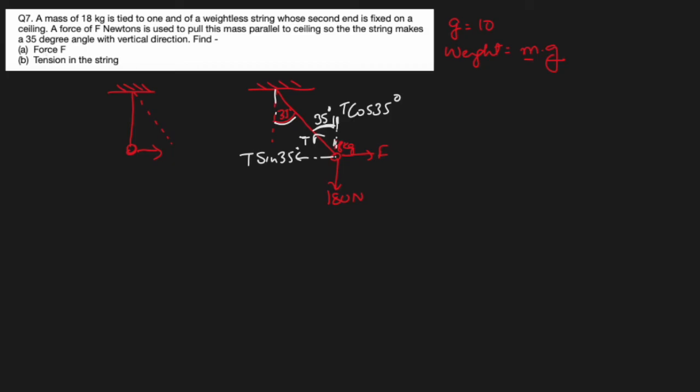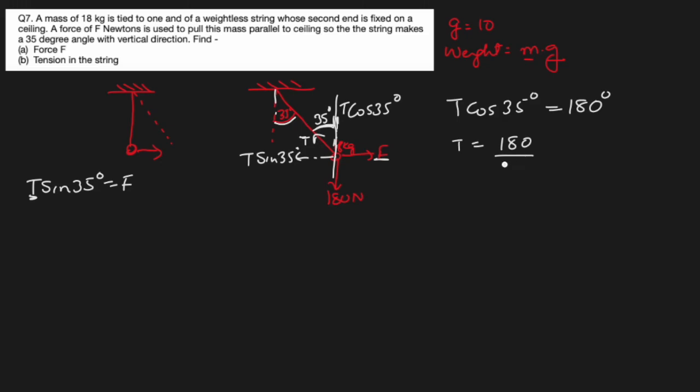So first they are asking us to find F. That means this F in horizontal direction there is no motion, they are in equilibrium. So we will write T sine 35 degrees is equal to F. So we can find F from here, but the problem is we don't know T. So let's see if we can get equation of T in vertical direction. In vertical direction, T cos 35 is there is no other force, this is the only force, yes, equal to 180. So T equal to 180 divided by cos 35.